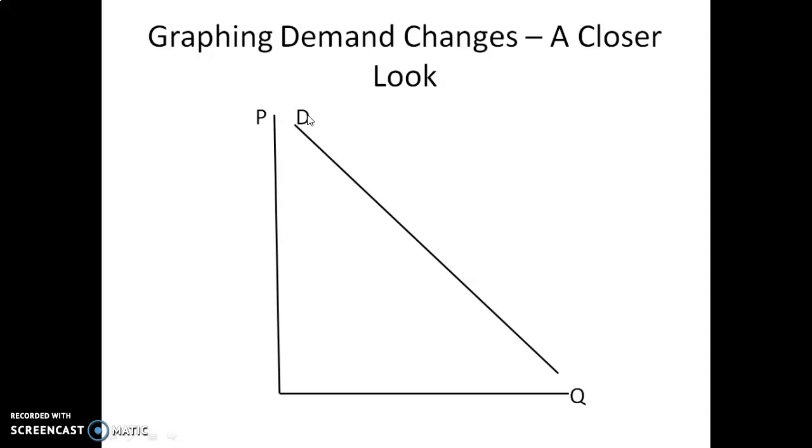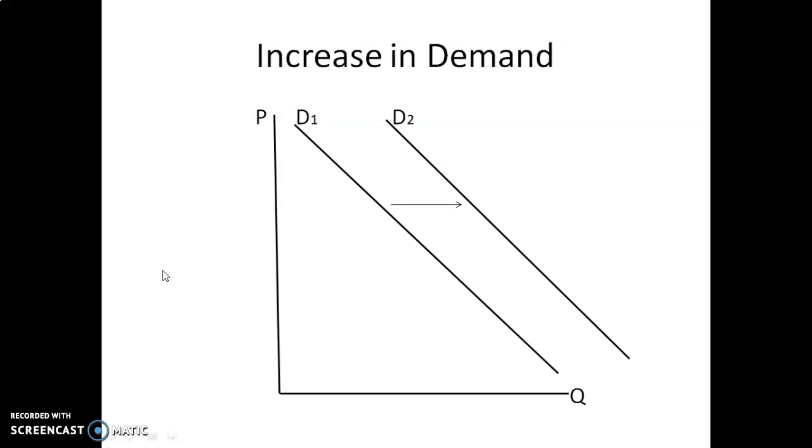a new demand line. So how would we show this graphically? And this is what I really want you to pay attention to in today's lesson. It's really important that you understand how to graph a change in demand. And it's going to look like this. When we have a change in demand, we're going to have a new demand curve or a new demand line. The original line we're going to label now D1, and the new demand line we're going to label D2.